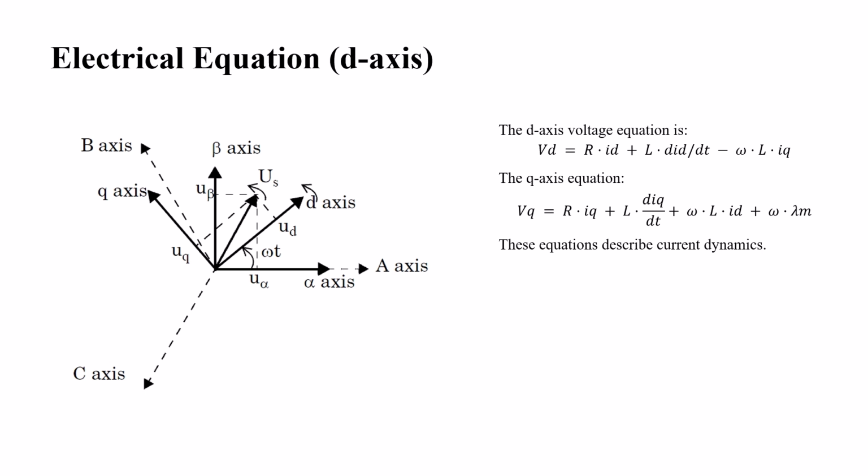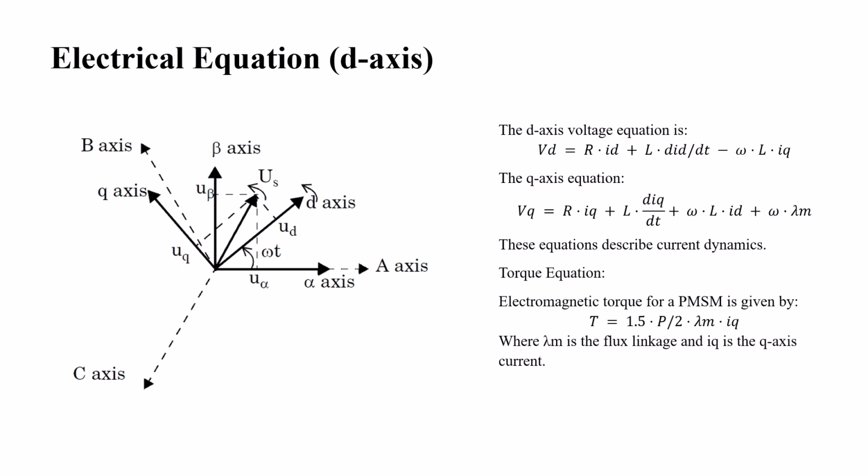And the next one, these equations mostly let us derive the current dynamics. That means voltage will not change, but the current can change with respect to the load. So that can be easily identified with respect to these equations. And when it comes to the torque equation, we have the torque equation with respect to poles, flux linkages and current axis. The torque equation is equal to 1.5 times P by 2 times the flux linkage and also the Iq, the q axis current component.